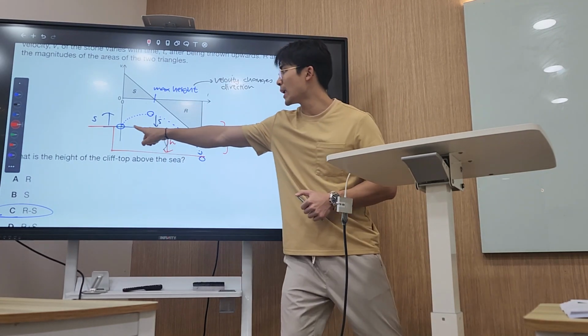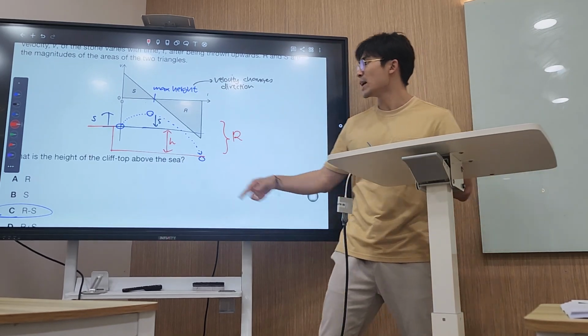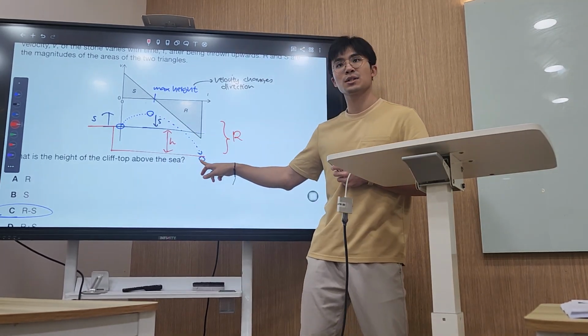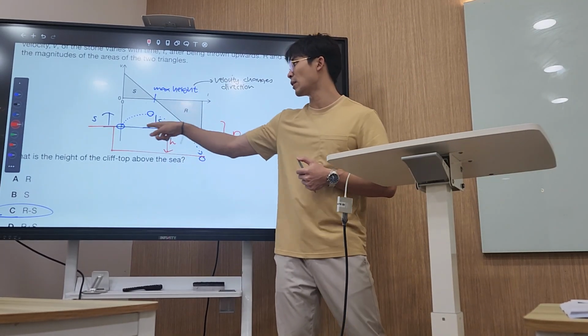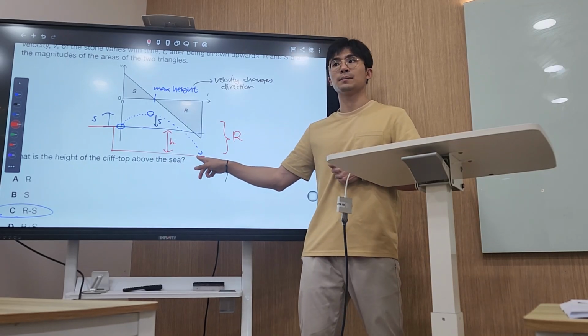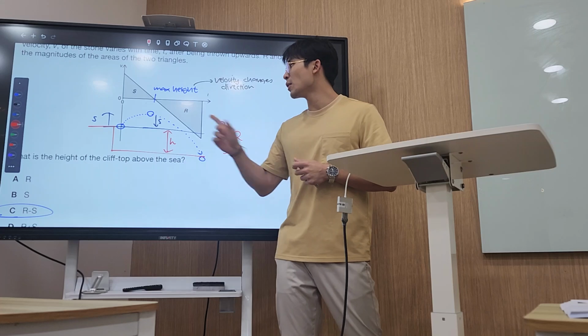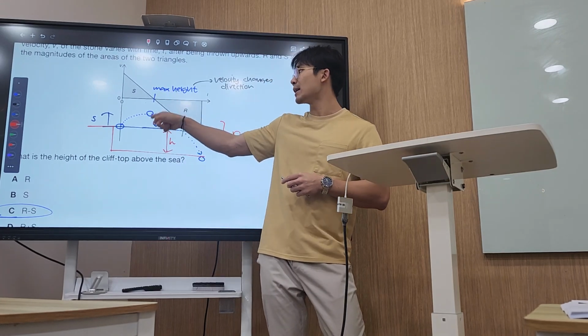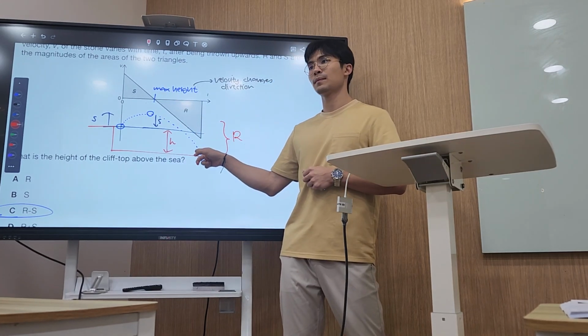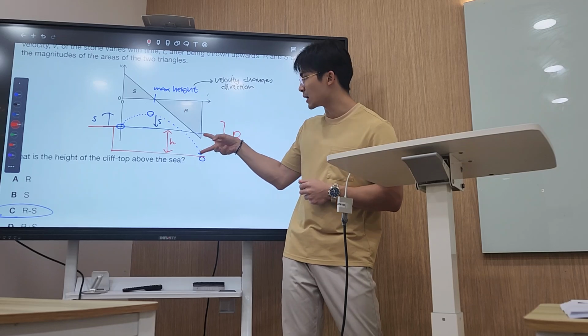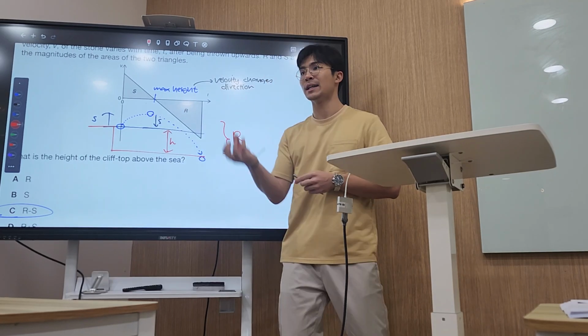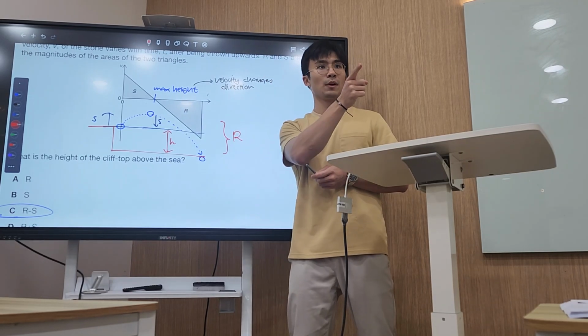Correct? Because you went up S, your actual distance is SSH. But in terms of the diagram, it's just S plus the whole R. Wait, so R is from the top of the cliff to the sea? No, R is from your maximum height to the bottom, of the ball to the sea. Correct. So if you just want the cliff, then you have to minus off your initial height and shoot it up. Following?